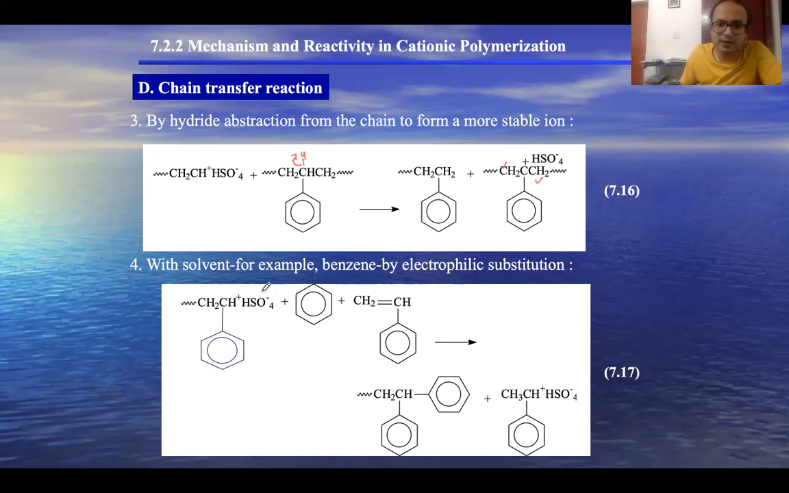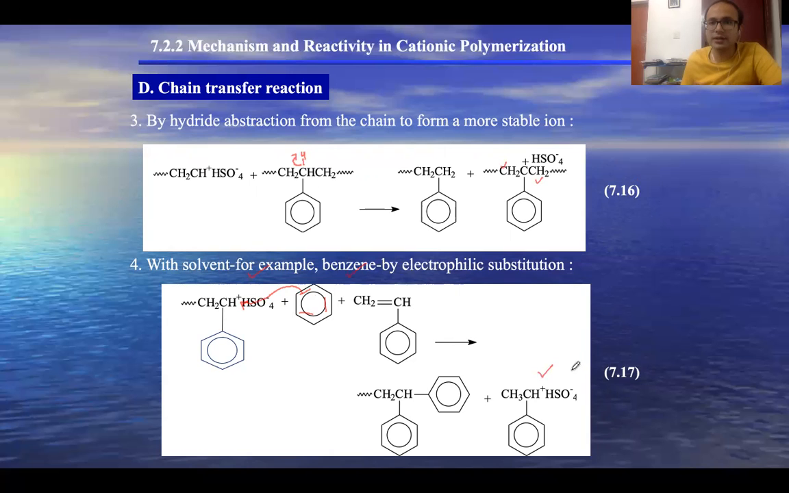Another thing is chain transfer with the solvent. If you have solvents such as benzene, they can undergo electrophilic substitution again. When it undergoes electrophilic substitution, you have this carbon attached here, and in the process an H plus is released, which is accepted by this monomer, and in the process the monomer gets activated.